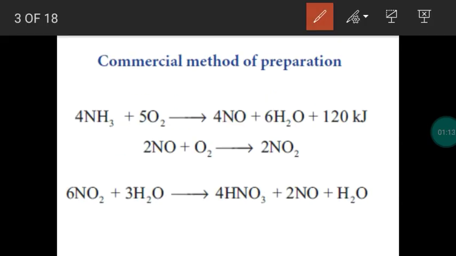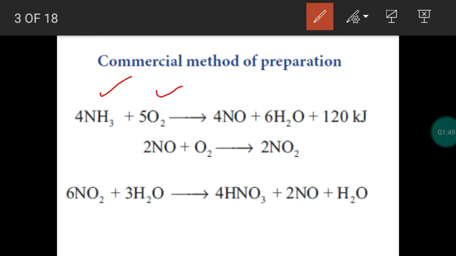This is called Ostwald's process, preparing nitric acid on a large scale. This is the commercial method of preparation or manufacturing of nitric acid. For this we need the ammonia molecule. We know that ammonia can be prepared by Haber's process. With ammonia gas, we add atmospheric air. Nearly 10 times the quantity of atmospheric air will be taken. Comparing the quantity of ammonia gas, the quantity of atmospheric air will be 10 times more.